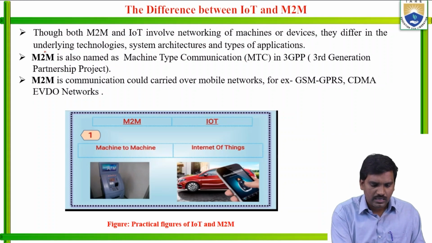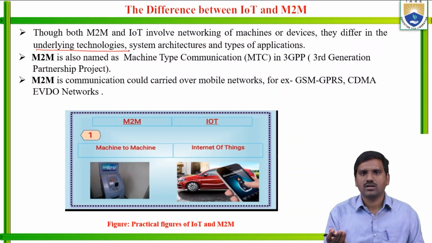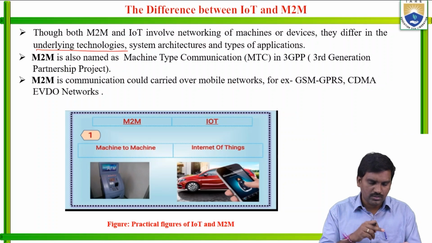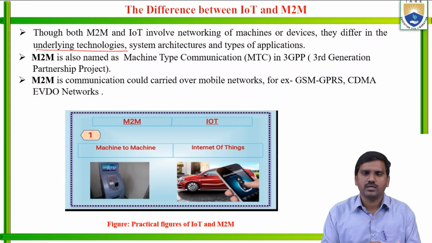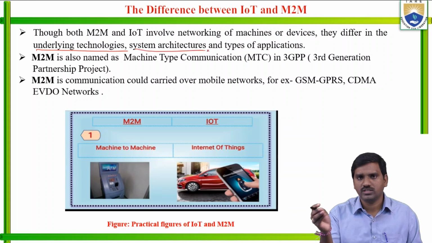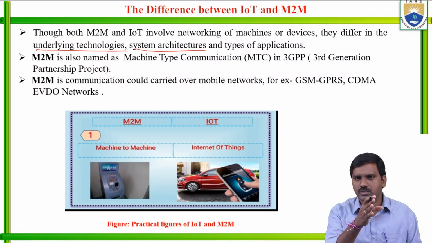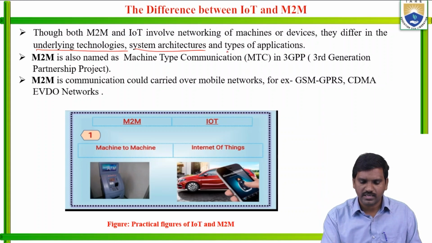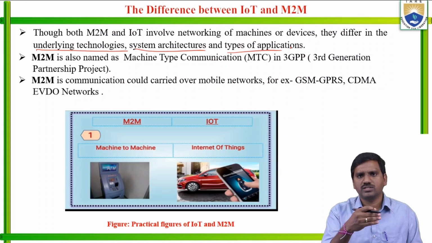So they differ in underlying technologies. Underlying technologies means embedded systems, microprocessors, blockchain technologies, big data, and cloud computing. These are all IoT enabling technologies. So they differ in technologies and in system architecture. The IoT system architecture and the machine to machine architecture are different. And the types of applications of both domains are different.